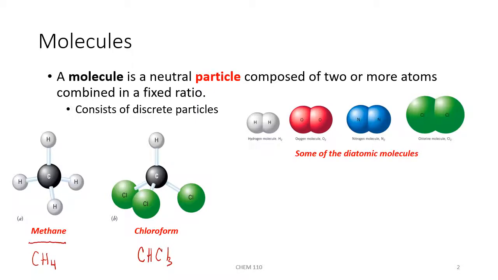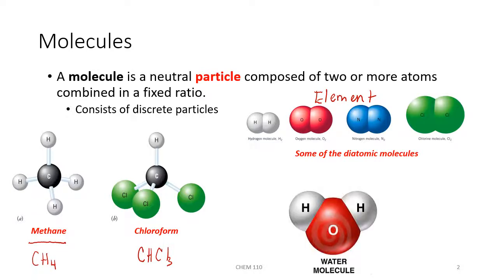There are also a few elements that exist naturally as diatomic molecules. If it's an element, we wouldn't say that it's a compound, but they can still exist as molecules because there's two atoms combined together. Water molecule, or H2O, would be another example of a molecular compound.